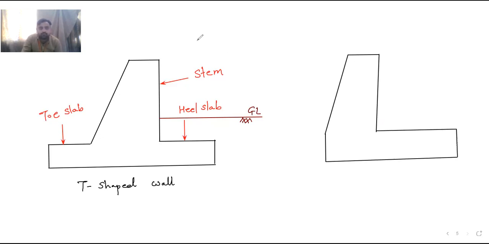Okay. So again, if you give the names, this is stem, then this is heel slab. There is no toe slab here. The bottom slab is the base slab, and this is called as L-shaped wall.